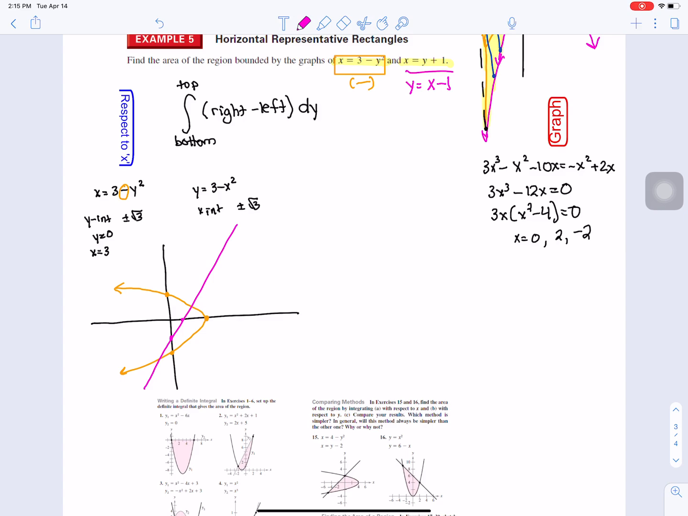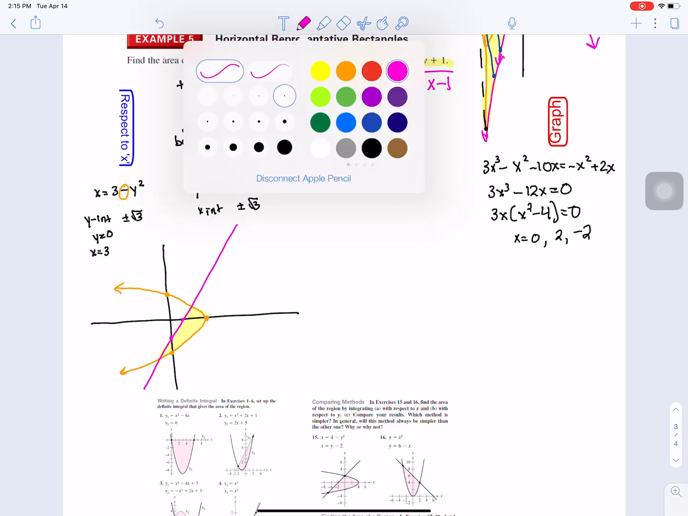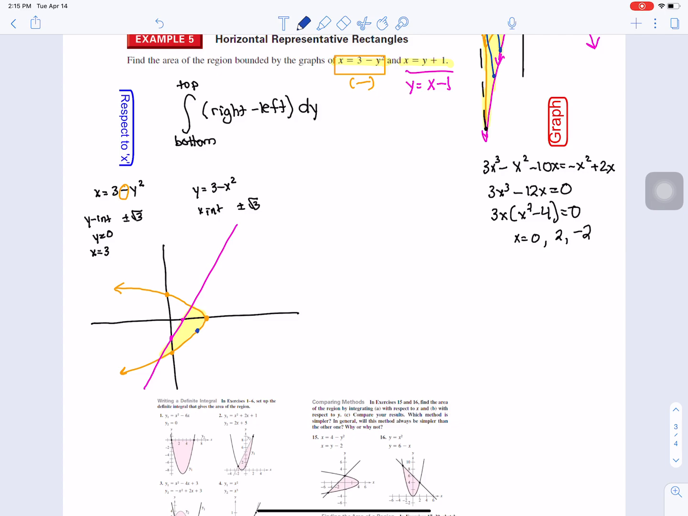So now we're going to do the same thing. We're going to shade in the area of interest in yellow. But instead of taking vertical slices to check, I'm taking horizontal slices. So I'm going to take slices left to right. You want to ask yourself, does the right function always stay on the orange? And does the left function always stay on the pink? And the answer is yes.